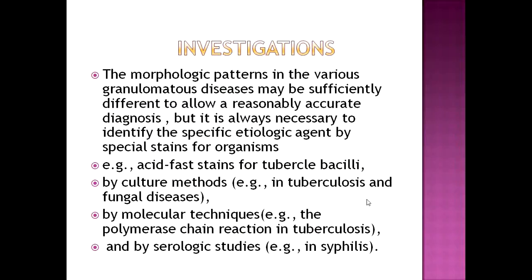So, in histological examination, we can differentiate different types of granuloma on the basis of several tests. Acid-fast stains we can use for tubercle bacilli, and we can do cultures for tuberculosis or fungal disease, and we can use molecular techniques like PCR for tuberculosis, and we can do serological studies for syphilis.